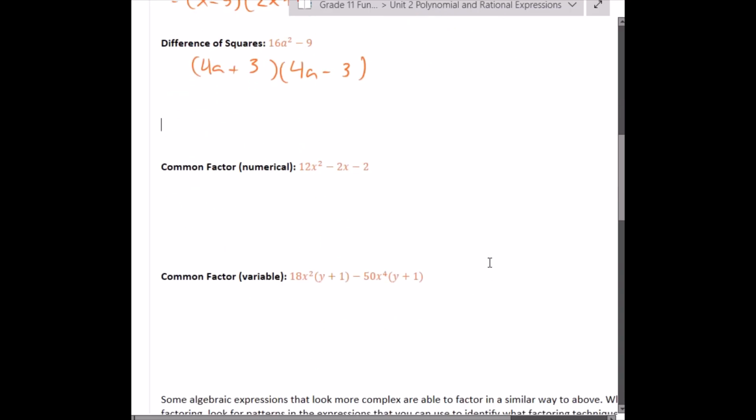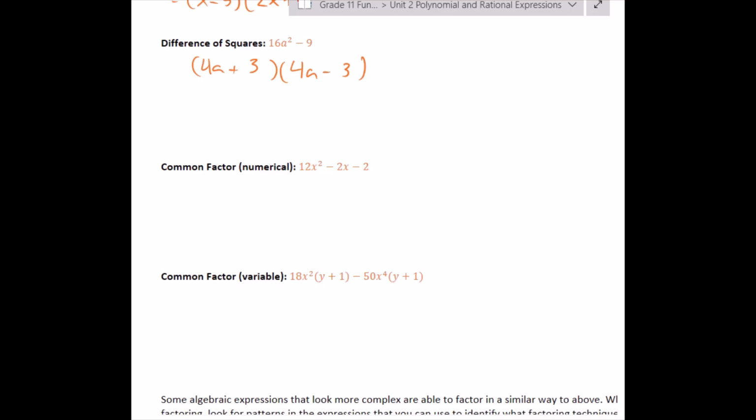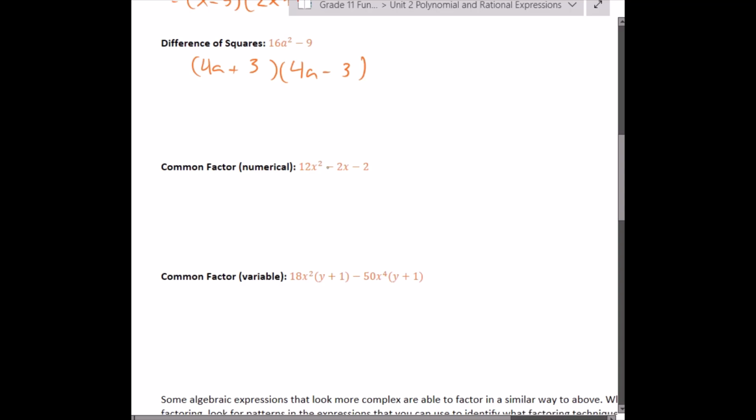Now for common factors, it can either be numerical or it can be a variable factor. So for example here, we have 12x squared minus 2x minus 2. This looks like a complex trinomial, but we can also make this a bit easier by common factoring out. So a common factor between all these terms is 2. I can divide 2 out of all of 12, 2, and 2.